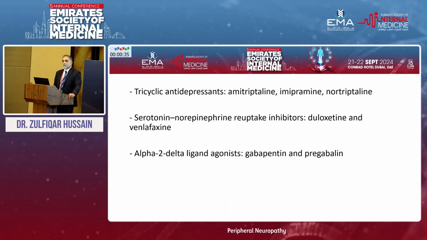What about the symptomatic treatment? So we have 3 big groups of symptomatic treatment: tricyclic antidepressants, amitriptyline, imipramine, and nortriptyline; serotonin norepinephrine reuptake inhibitors, duloxetine and venlafaxine; and alpha-2 delta ligand agonists, gabapentin and pregabalin.